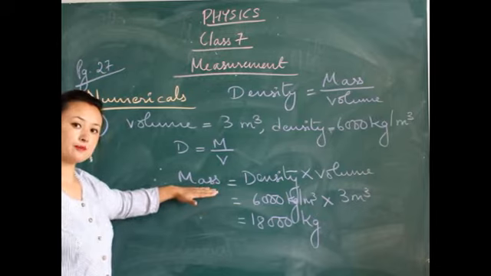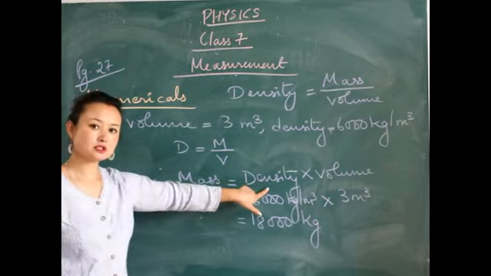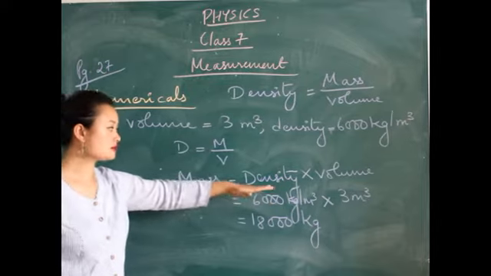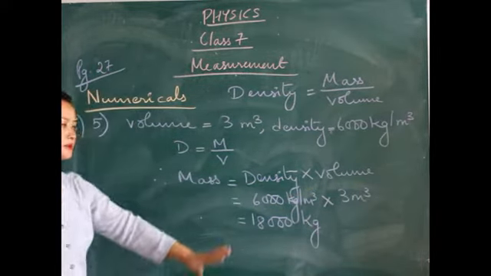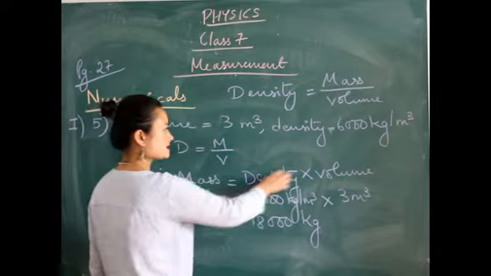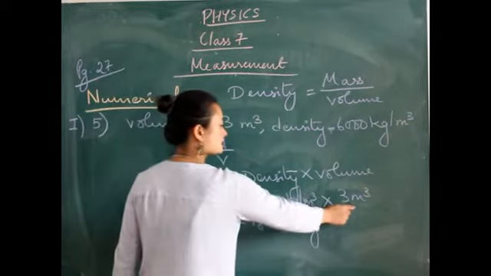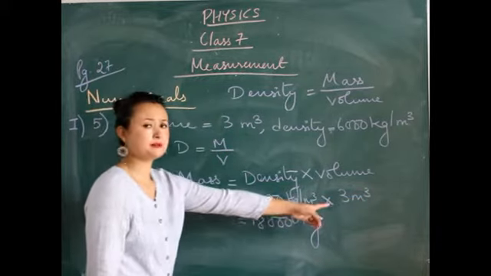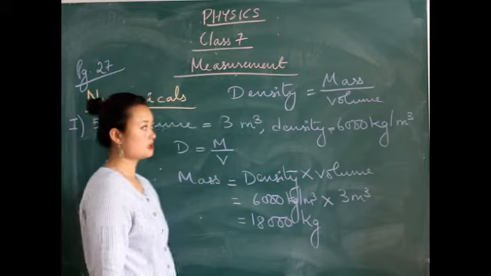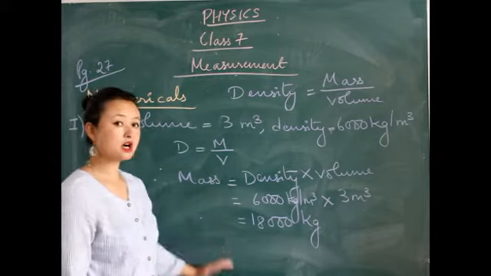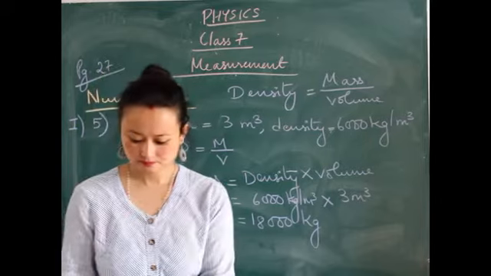How do we calculate mass? Mass is equal to the product of density and volume, so you simply have to multiply density and volume and put in the values. Density is 6000 kg per cubic meter, volume is 3 meter cube. Simple multiplication gives 18,000 kg. This would be your mass. This is how you calculate mass.